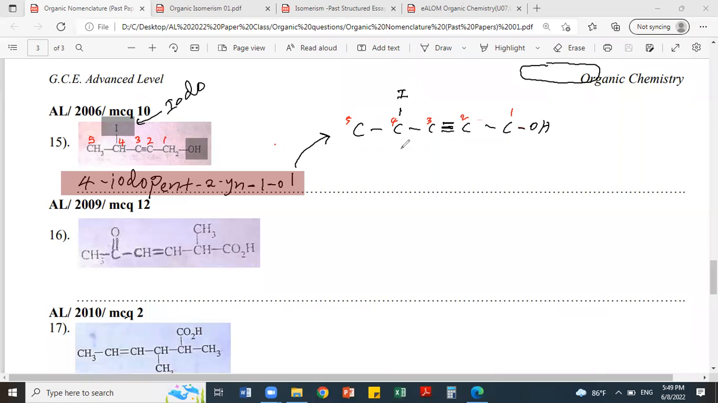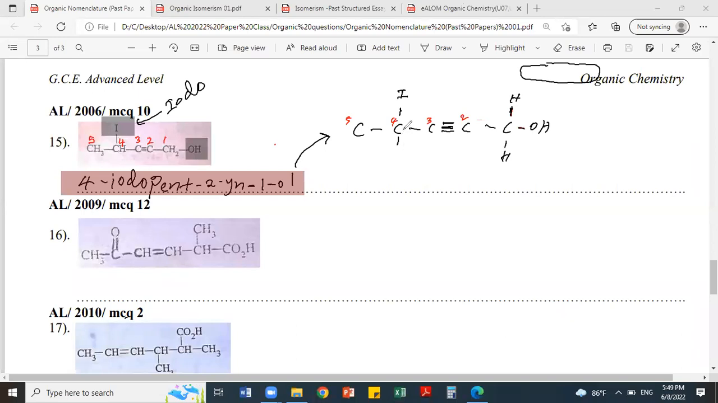Now you have to make 4 bonds around each carbon atom by putting hydrogen. So to this carbon you have to add 2 more hydrogen. Why? To make it 4 bonds. This carbon already has 4 bonds. Second carbon already has 4 bonds. No need to attach any more hydrogen. Third carbon also already has 4 bonds around that carbon. Therefore no need to attach any hydrogen.